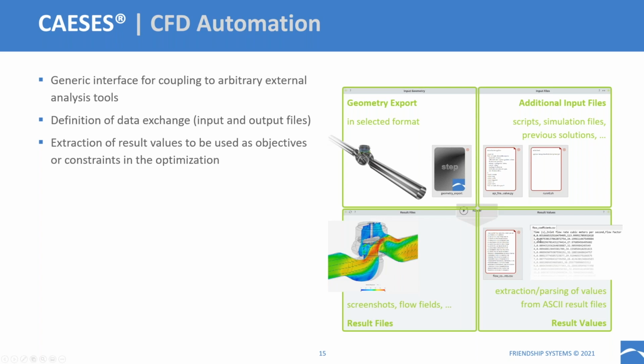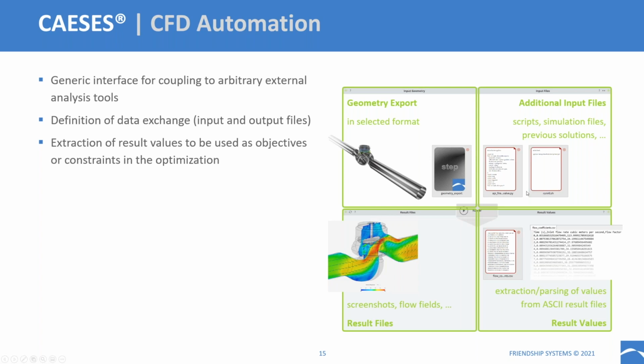And if we look at that in a bit more detail, in the upper half of this interface, we define the input files, so what is exported from CAESES. Obviously, we have the geometry that is exported in a suitable format for our external tool. It can be a CAD format like STEP, IGES, Parasolid, or it can be a discretized format like STL or other things like that.